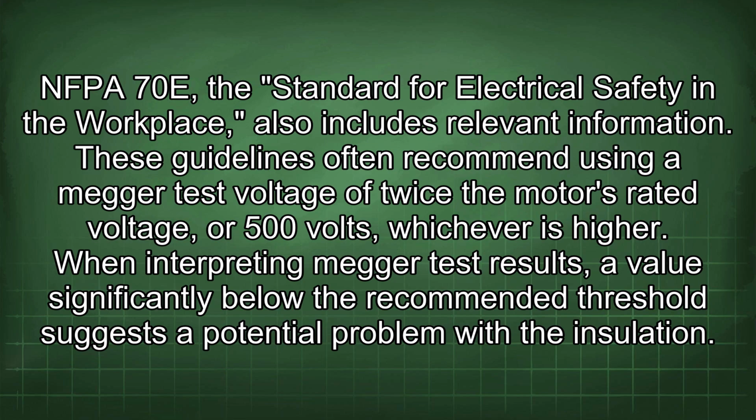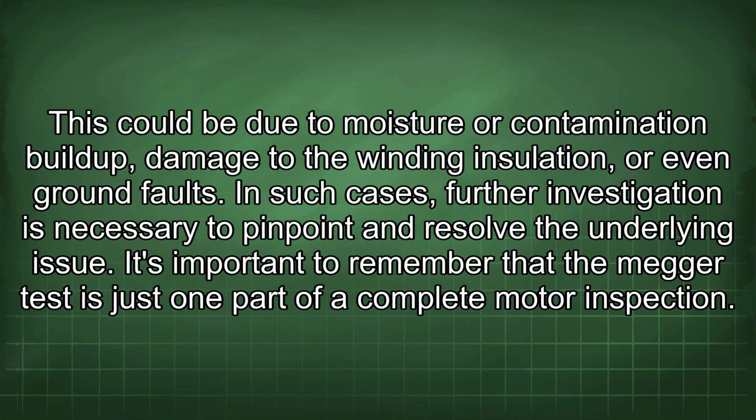These guidelines often recommend using a Megger test voltage of twice the motor's rated voltage, or 500 volts, whichever is higher. When interpreting Megger test results, a value significantly below the recommended threshold suggests a potential problem with the insulation. This could be due to moisture or contamination buildup, damage to the winding insulation, or even ground faults. In such cases, further investigation is necessary to pinpoint and resolve the underlying issue.